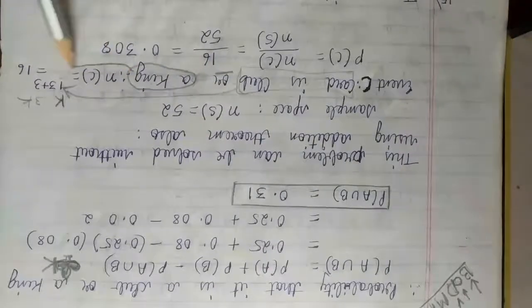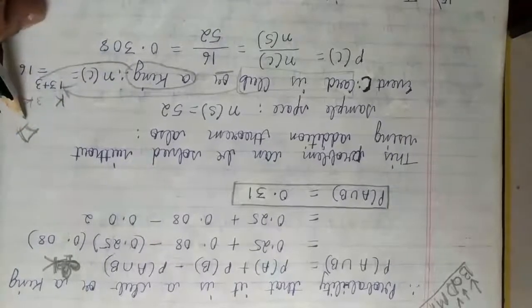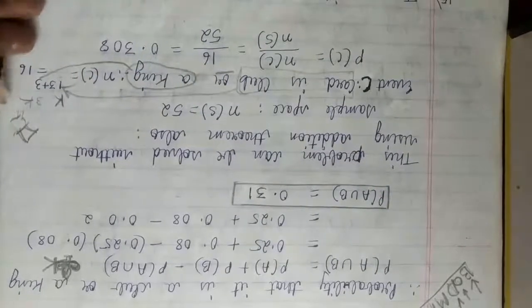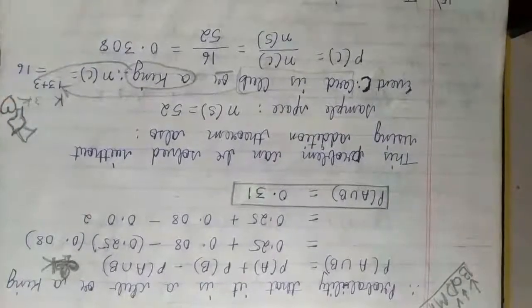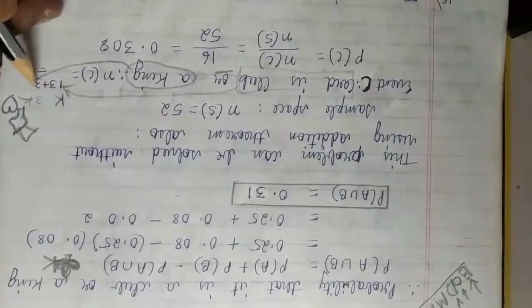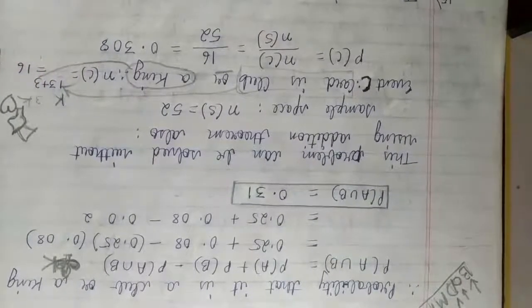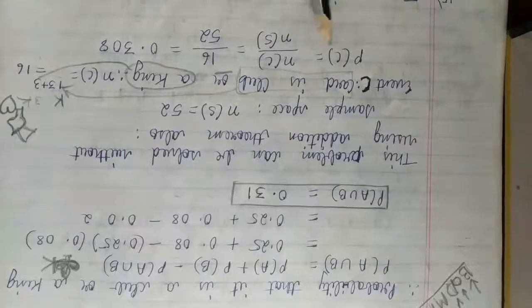So there are 3 other kings, of diamond, then we have of spade, and we have of heart. So these 3 kings we have. One king is already included in this 13. So 13 plus 3 is equal to 16. So total number of cards which are either club or king is 16. So that is why probability of C is equal to n of C upon n of S, which is equal to 16 upon 52, which is equal to 0.308.